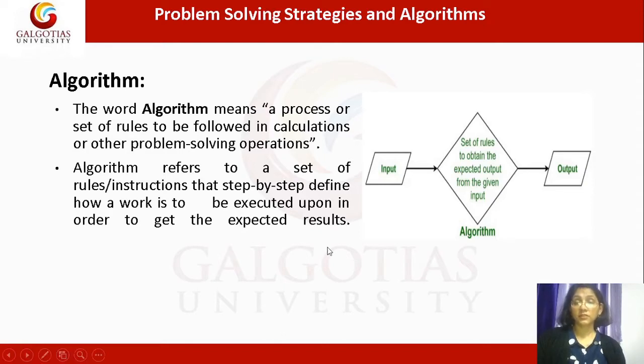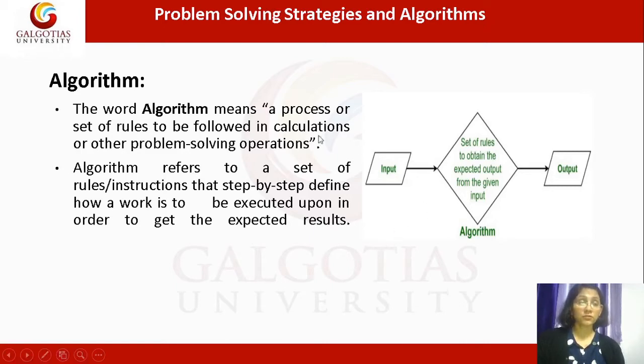As I had mentioned, a sequence of finite, unambiguous steps. Each and every word has a meaning. Sequence means each and every instruction should be in sequence. Finite means the set of steps that you are going to write as a part of the algorithm should be finite. You cannot have an infinite number of steps. And unambiguous means every instruction should have a single meaning. You cannot have an alternate meaning for each and every instruction that you are going to define as a part of your algorithm.